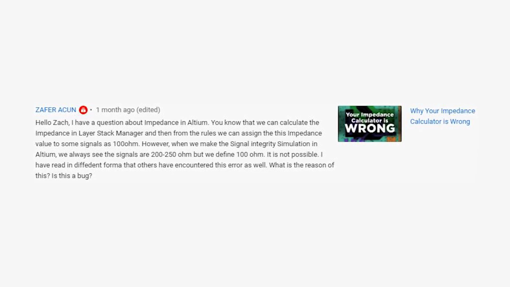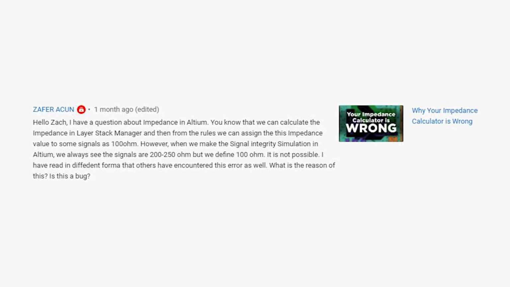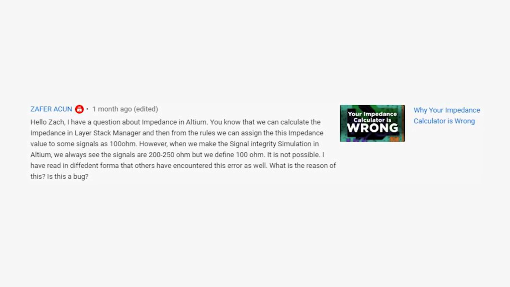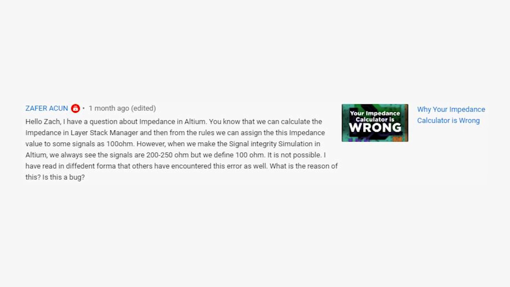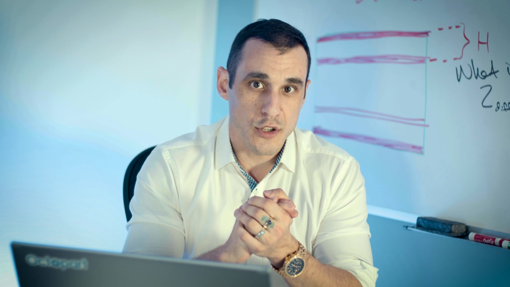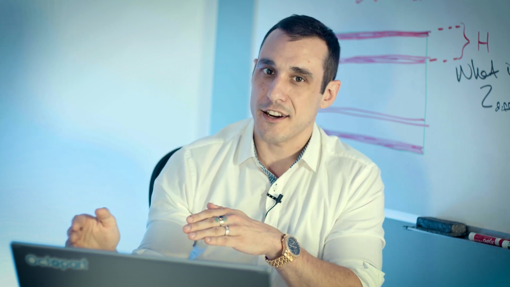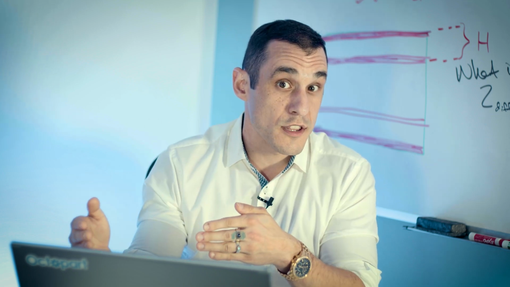I'm going to assume that's differential impedance. However, when we use the signal integrity simulation in Altium, we always see the signals are 200 to 250 ohms, even though we define 100 ohm. It is not possible. So this question is asking if this is a bug, if this is intentional, or I think what's being implied here is, is there something that was done wrong in the PCB layout?